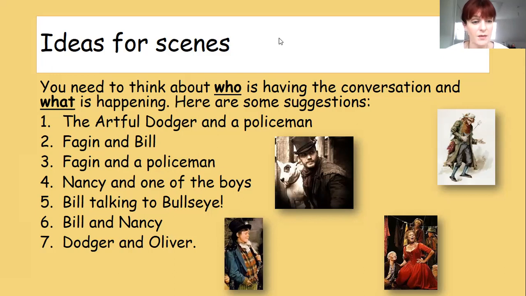You could be Fagin and a policeman. It could be Bill and a policeman. Nancy and one of the boys. Bill talking to Bullseye, maybe he'd be a bit more honest to his beloved dog. I don't know. Bill and Nancy, or Dodger and Oliver. These are ideas. Think of your own. I'm happy for you to come up with something different. But again, if you're struggling, these are some ideas for jumping off.